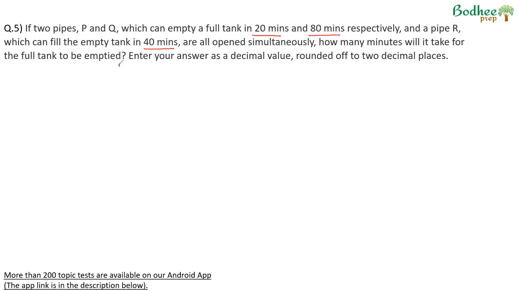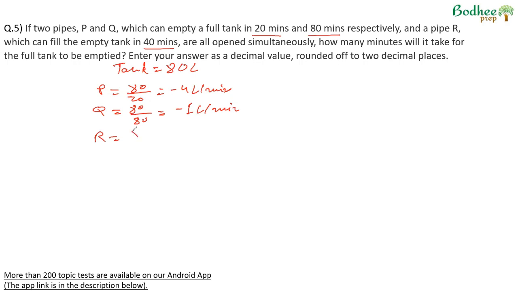Let the capacity of the tank be 80 liters. Two pipes can empty. P can empty 80 liters in 20 minutes, therefore minus 4 liters per minute. Q can empty 80 liters in 80 minutes, therefore minus 1 liter per minute. R can fill 80 liters in 40 minutes, therefore 2 liters per minute. If all are open simultaneously, how long will it take for the full tank to be emptied?